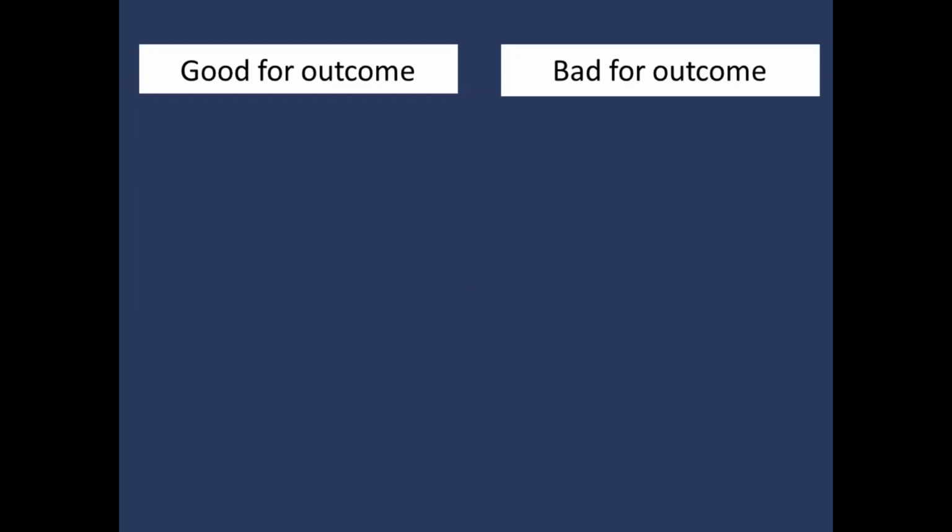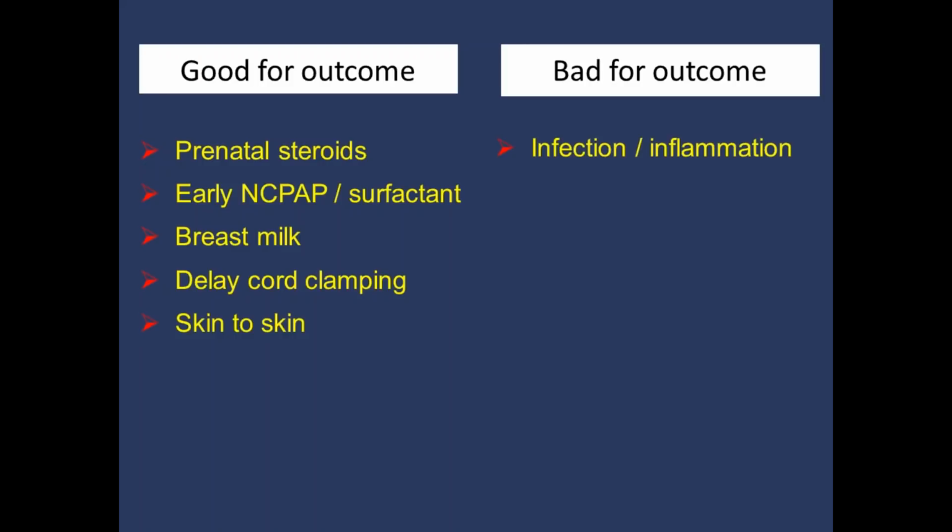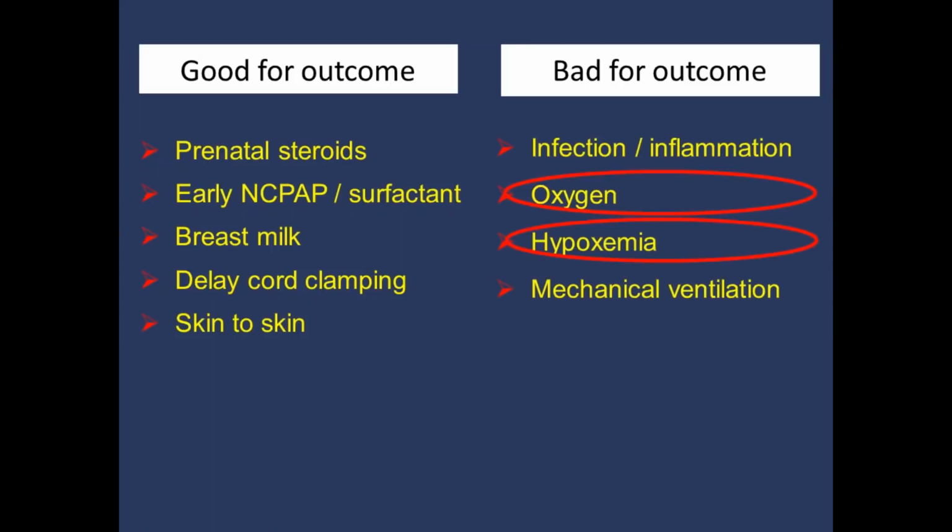We know that we have certain things good for outcome. We know that prenatal steroids is good, early CPAP surfactant, breast milk, delayed cord clamping, skin to skin. At the same time, we have other things bad for outcome: infection, inflammation, oxygen therapy, hypoxemia, and mechanical ventilation. So today I will be focusing on hypoxemia and management of hypoxemia by oxygen therapy.